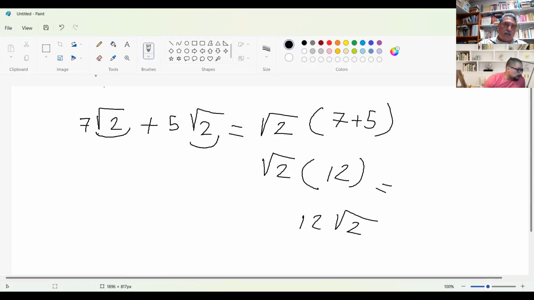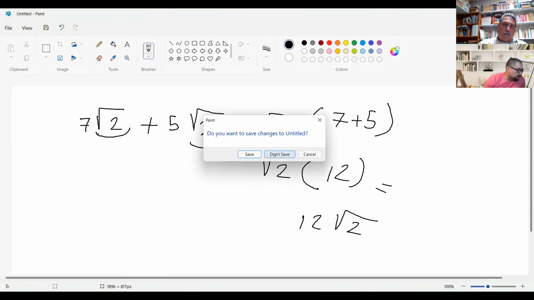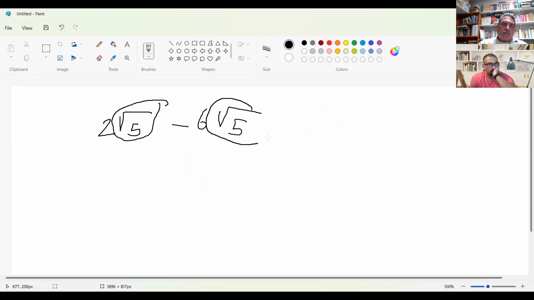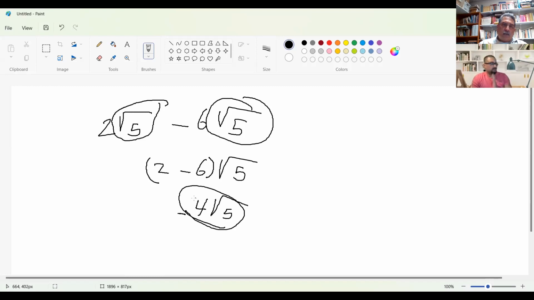All right, let's look at another one. Let's look at part B of example 4. 2 square root of 5 minus 6 square root of 5. Again, I factor out the square root of 5 from both of them. So I put a parenthesis here, write the square root of 5 here, and I get 2 minus 6. 2 minus 6 is minus 4, times the square root of 5. That's the final answer, minus 4 square root of 5. Okay.